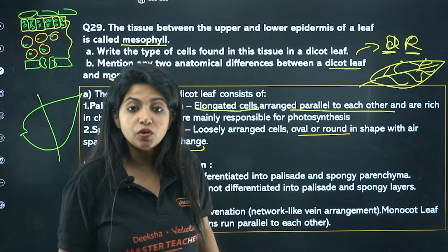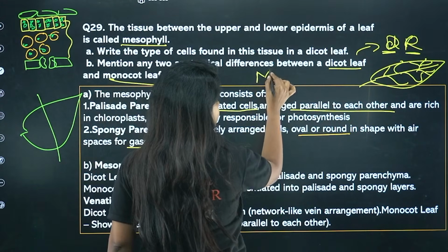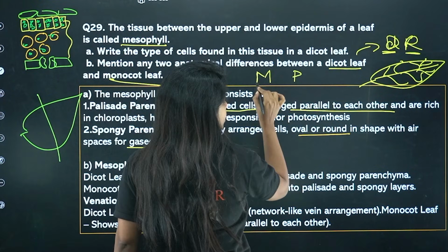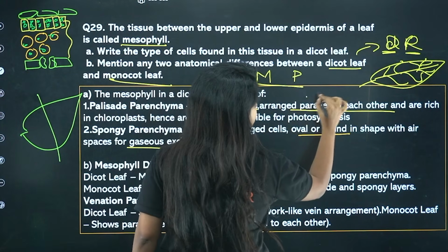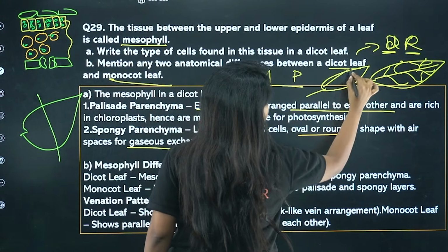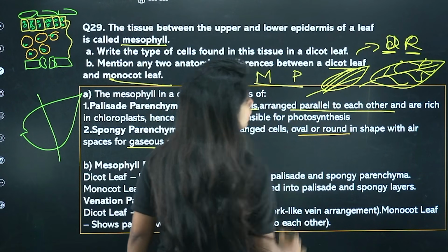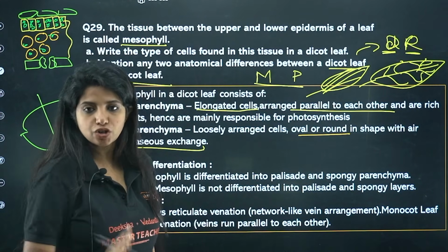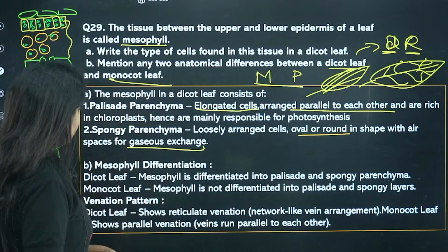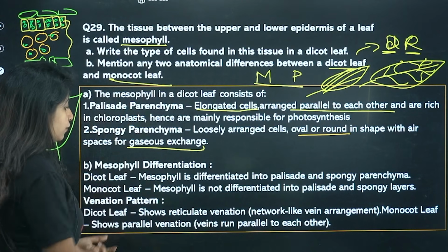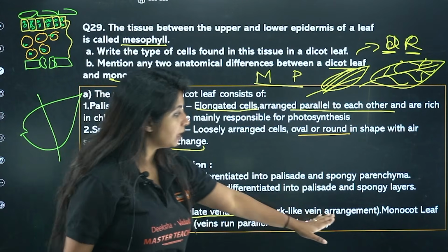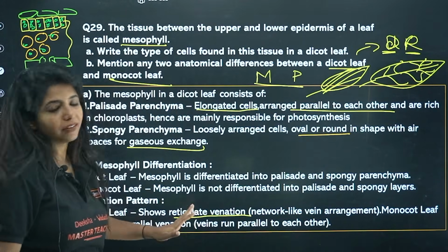And what about the monocot leaf? Monocot leaf, my dear children, will show parallel venation. So MP, Member of Parliament. Over here, if you see their leaf, it is going to be parallelly arranged like this. So a dicot leaf shows reticulate venation, a network-like vein arrangement, and a monocot leaf shows parallel venation, that is Member of Parliament.